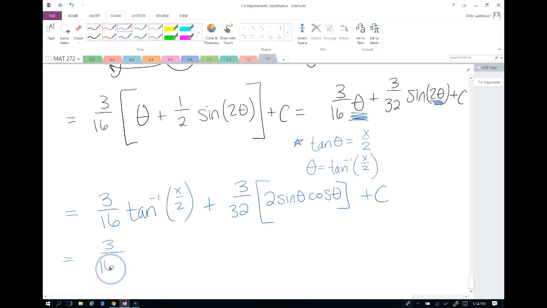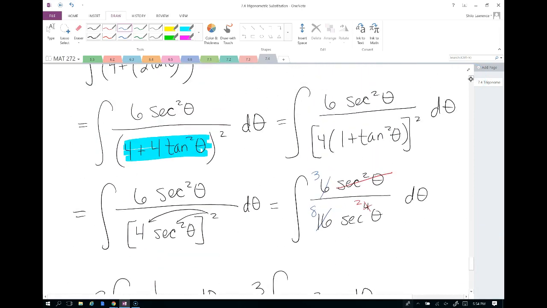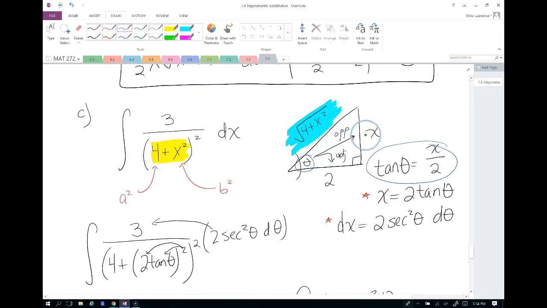Now I can refer to my triangle because now I've got trig functions that reference the angle theta in them. So I've got 3/16 tan inverse of x over 2. 2 times 3/32 is going to be 3/16. And then we've got to look at our triangle to figure out what sine theta and cosine theta are. So let's go back up to our triangle here. Sine theta is going to be opposite over hypotenuse, so x over the square root of 4 plus x squared. Cosine is adjacent over hypotenuse, so 2 over the square root of 4 plus x squared.